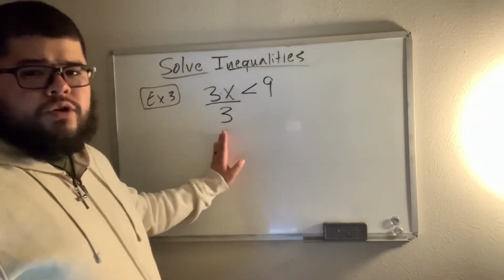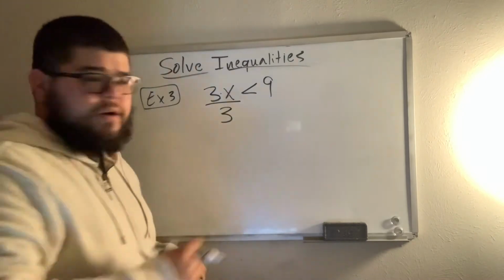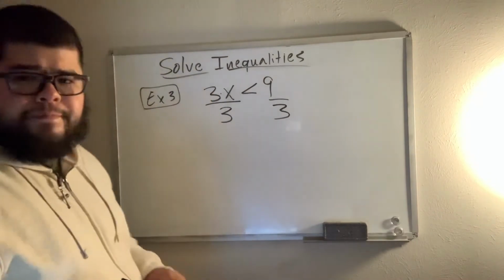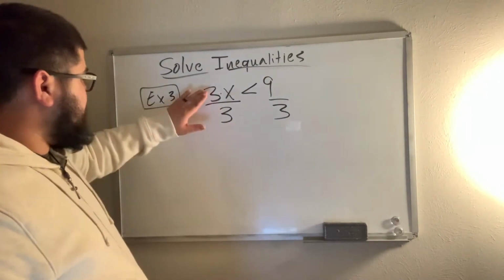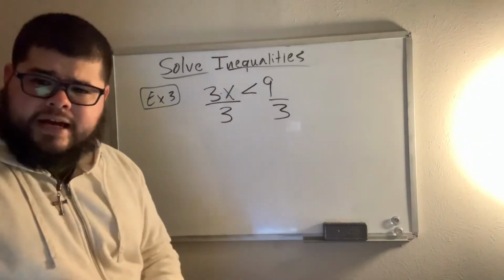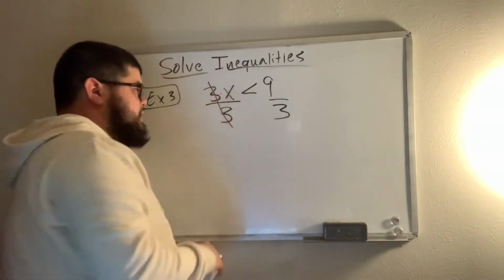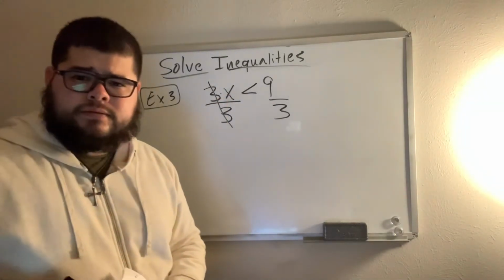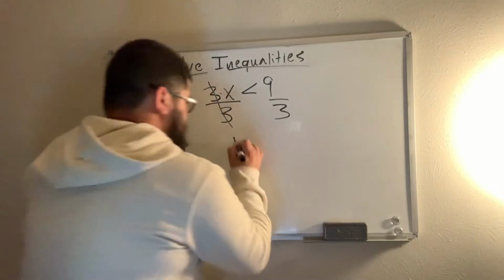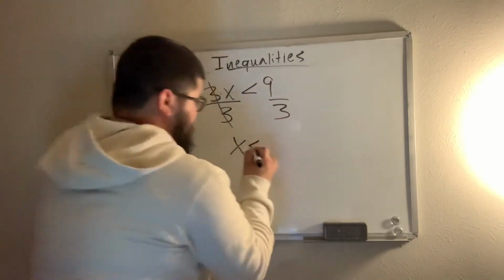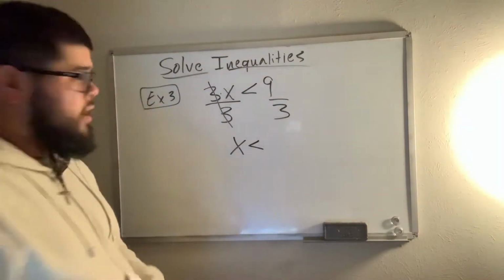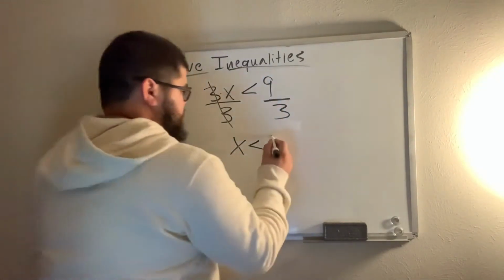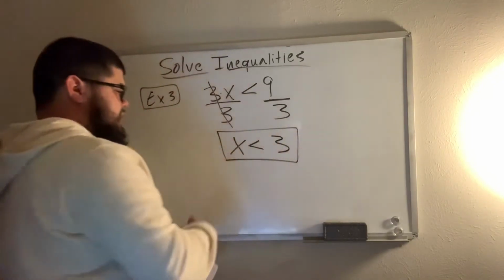Whatever you do to the left, you also have to do to the right. What is 3 divided by 3? 3 divided by 3, everybody gets 1, right? And so we have 1 times x. What's 1 times x? X, right? The less than sign comes down just like the equal sign would. Remember, we're treating these like equations. What's 9 divided by 3? 3. We end up with our inequality, right?